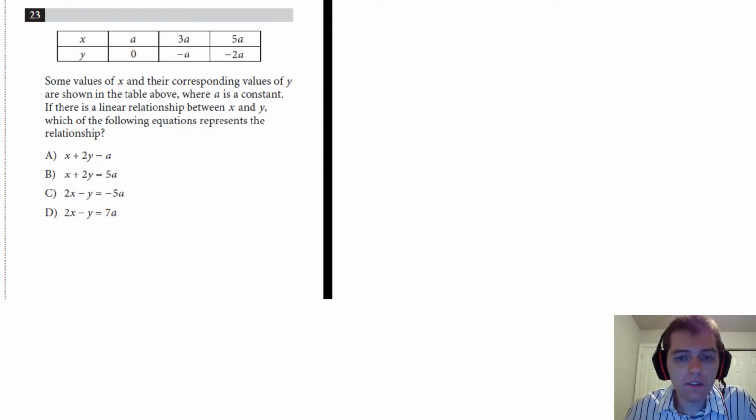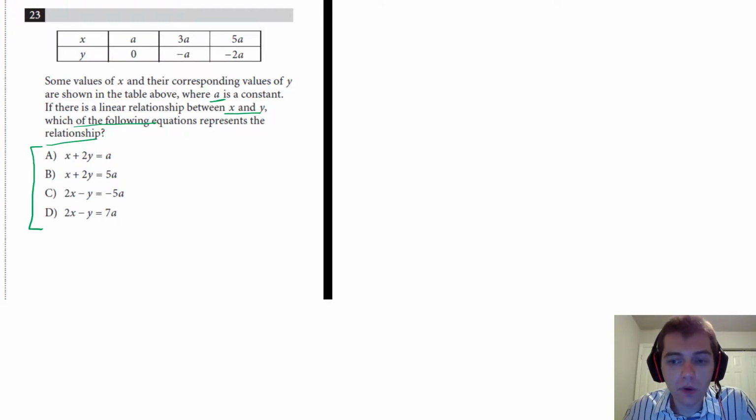Problem 23. They're giving you some values of x and their corresponding values of y shown in the table above, where a is a constant. If there's a linear relationship between x and y, which of the following equations represents the relationship? You can look at the form that the answers take and see that these are in a rearranged y equals mx plus b form of a line. And you know, because it's a line, all you need to do is take 2 points and that will fully define the line. So each of these, even though they have a, which is just a constant, just some number, we can go ahead and take 2 points and find the slope and use the point slope form to find the full equation of that line.